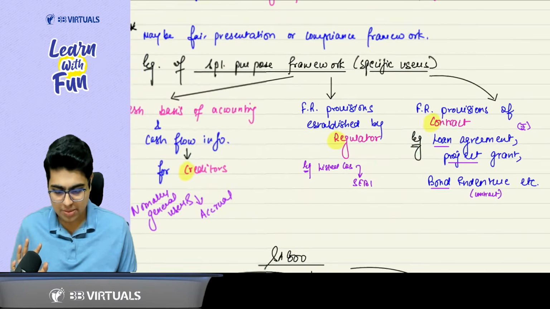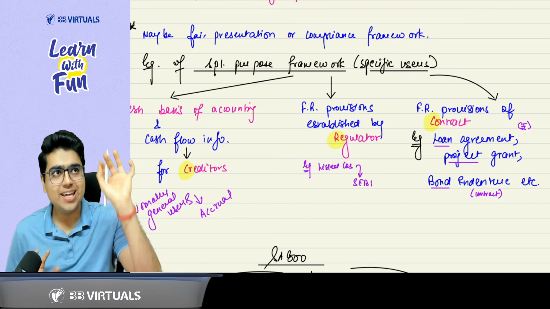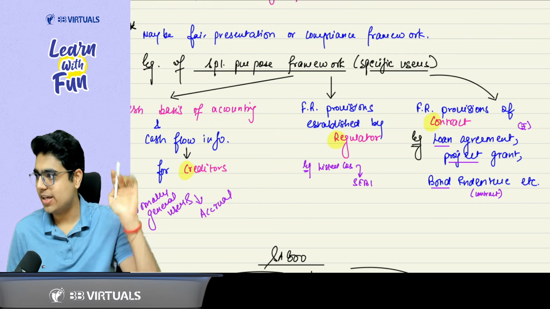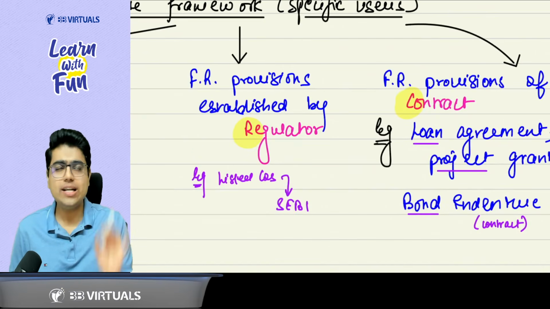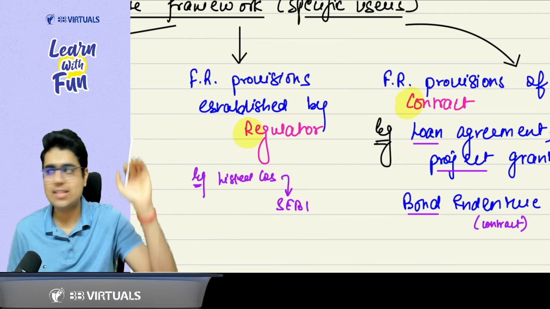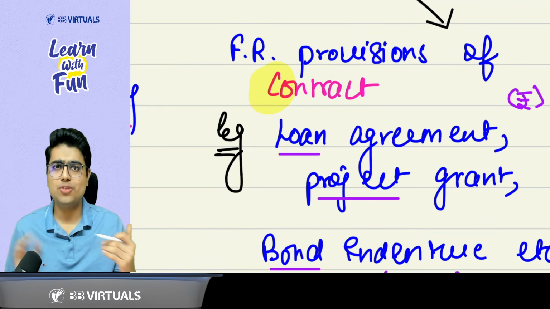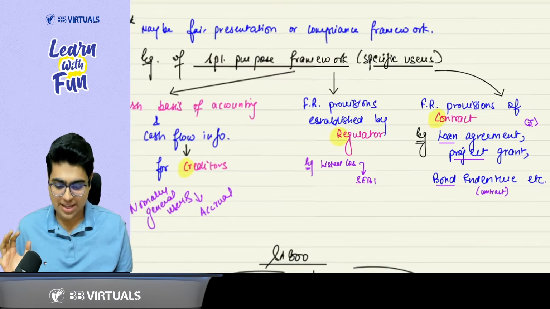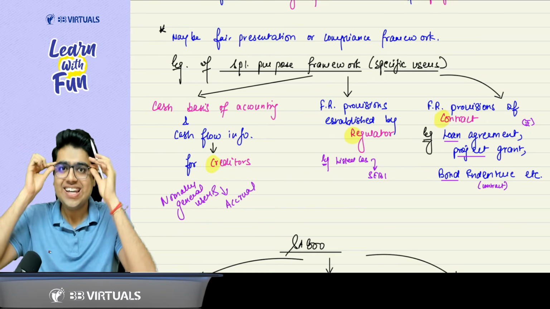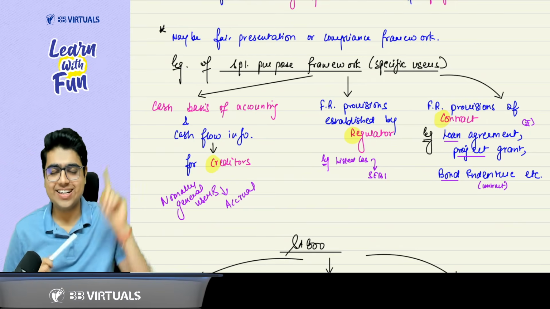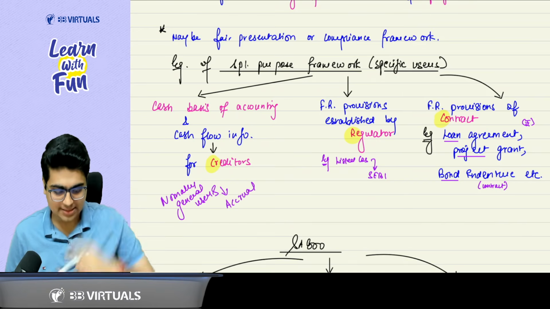You just need to remember three types of cases: creditor, regulator, contractor. Say with me: creditor, regulator, contractor. In case of creditor, cash basis of accounting, cash flow information. Regulator, financial reporting provisions established by the regulator. And contract, in that case, financial reporting provisions of the contract. So I call them very easily CRC. Say with me: CRC, creditor, regulator, and contractor. Understood the concept? Yes, sir.